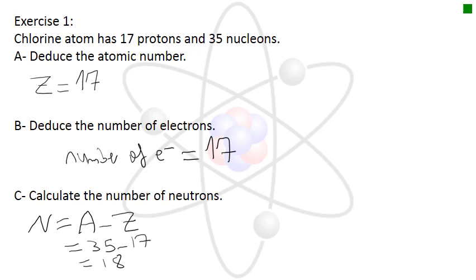Calculate the number of neutrons N. Can you give me the rule first? A minus Z. This is the only way to find the number of neutrons. Continue. How do you solve this? Equal to 18.